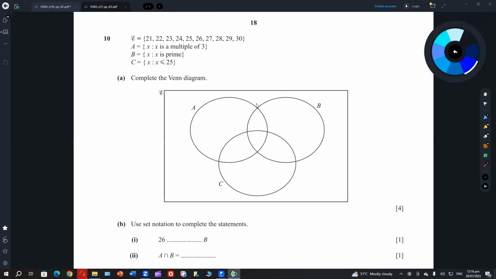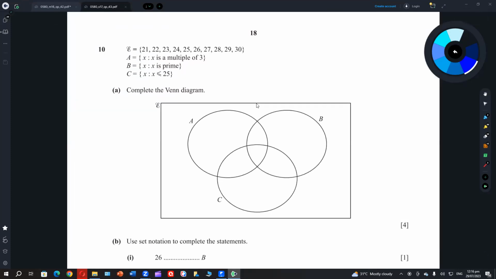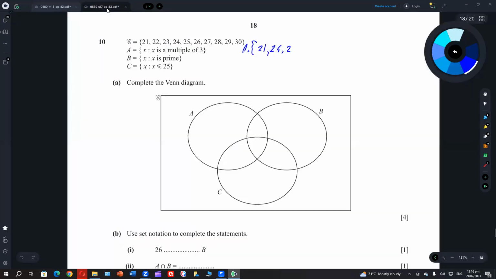The universal set is 21 to 30. A is a multiple of 3. So let me write A in number form. If it's a multiple of 3, then it will be 21, 24, 27, and 30. So just work with me on your book.